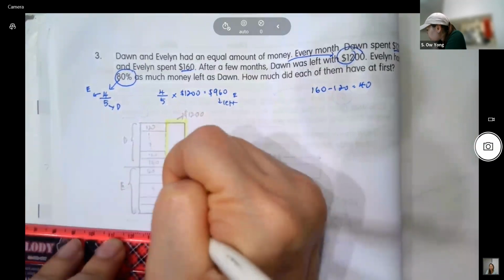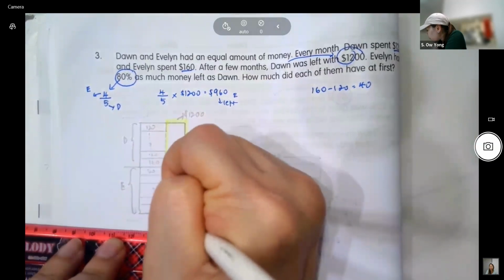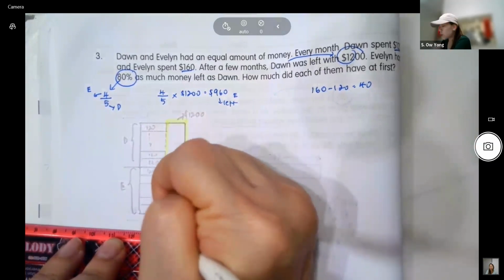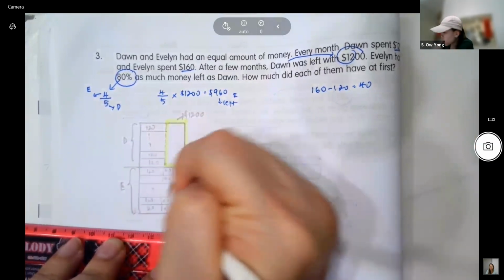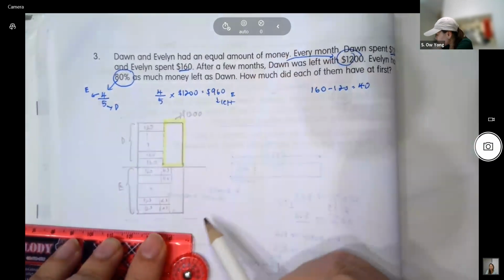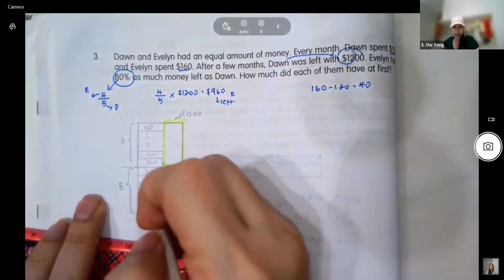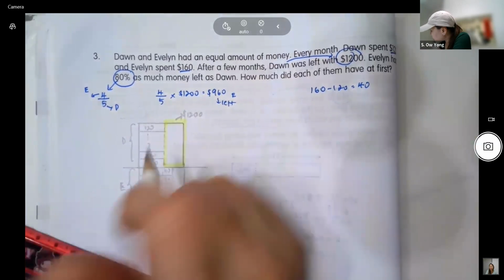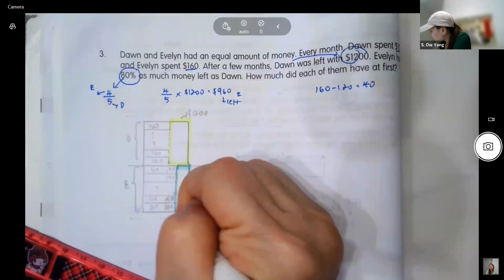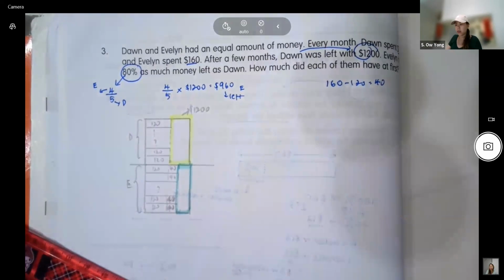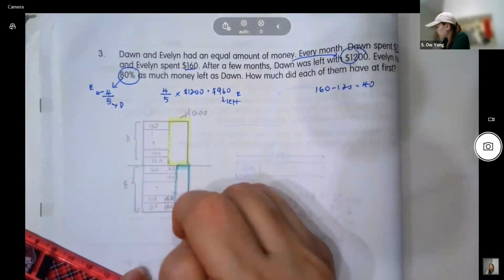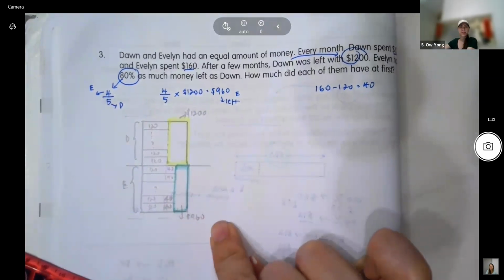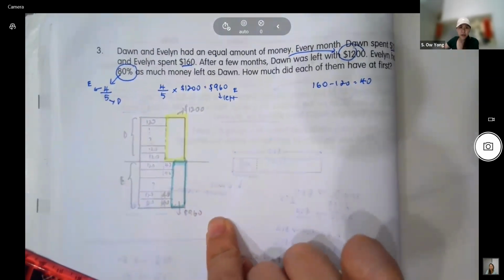How many months, I don't know. But I know that Evelyn will spend, can see clearly, $40 more each month. And in the end, she will have $960 left, the one that I represent in green. Now you take a look.